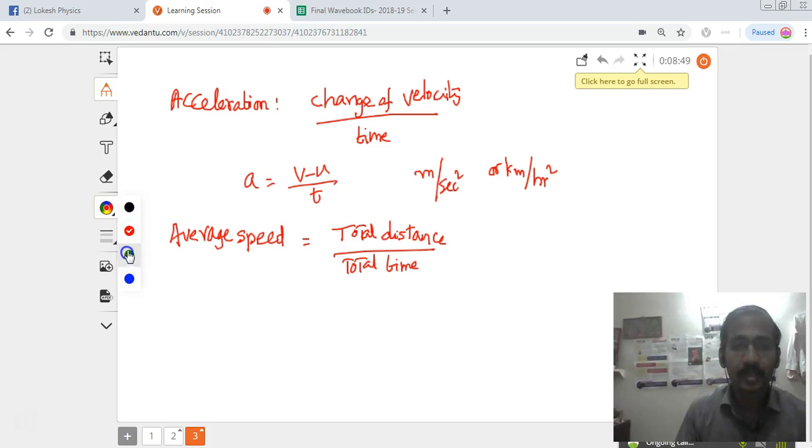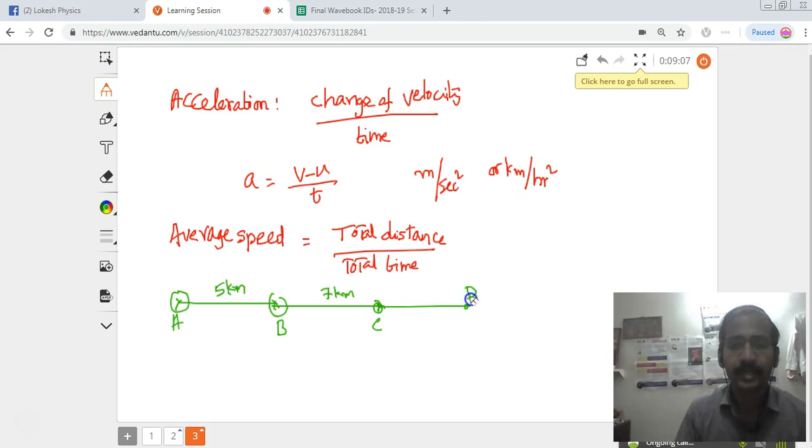A car started from point A and reached point B. For example, between these two is 5 kilometers. From point B to point C, 7 kilometers. From point C to point D, 3 kilometers. Different points, different distances. Finally, a car traveled from A to D.